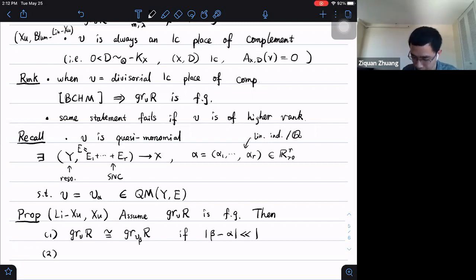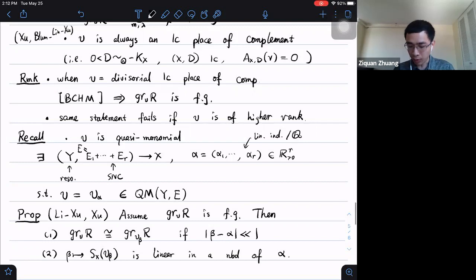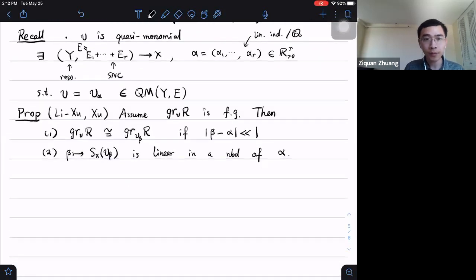And secondly, for any weights, I can look at the associated invariant, the expected vanishing order of the corresponding quasi-monomial valuation. The second part is that this function has to be linear in a neighborhood of the original weight alpha. Okay, so that's the statement. Is everything okay so far?